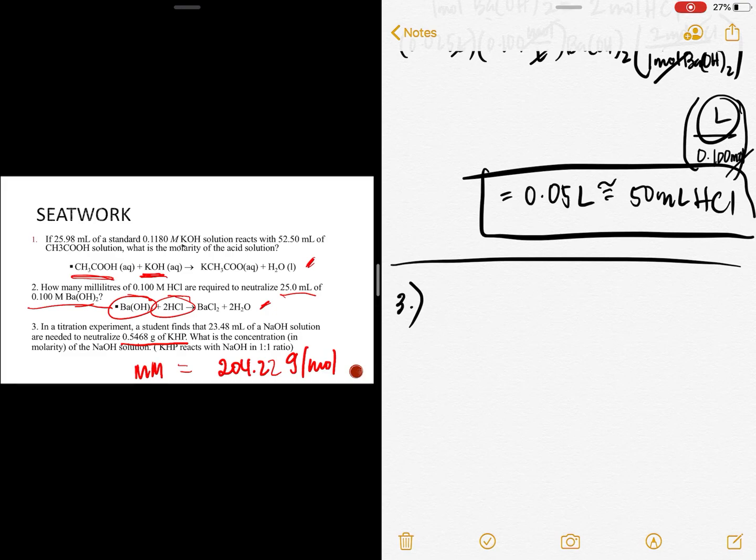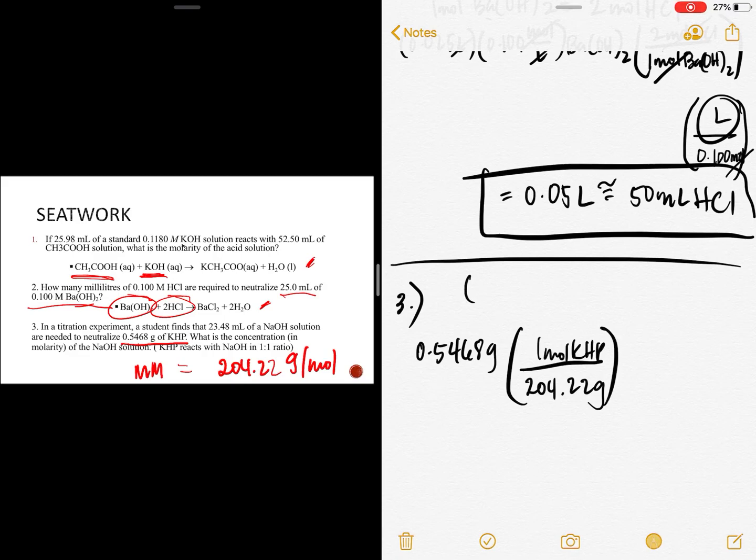Okay. So, for number 3, in a titration experiment, a student finds that 23.48 ml of sodium hydroxide solution are needed to neutralize 0.5468 grams of KHP. Pag standardization problem, you start with the grams. First step is convert it to mole.